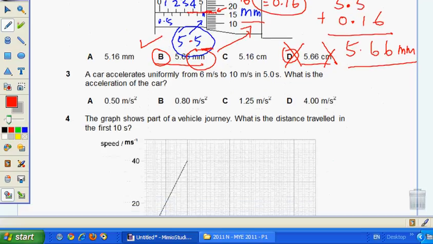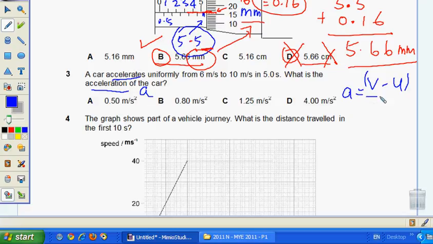Question 3 is actually a kinematics question. How do I know? Because there's the word acceleration. It accelerates from a certain speed to a certain speed, and they ask you for the acceleration. So first, try to recall the formula to find acceleration. A is my acceleration. A is actually equal to v minus u, the whole thing over the time taken for the change in the speed. So let's try to identify what is the v, u, and t in this question.